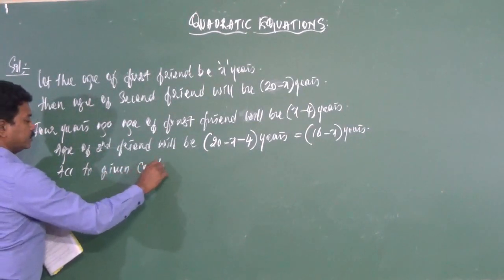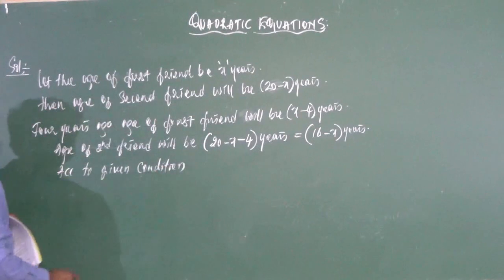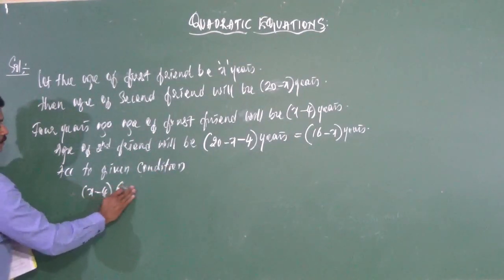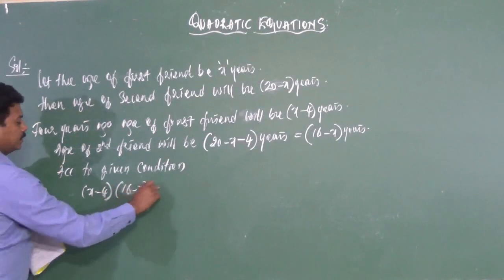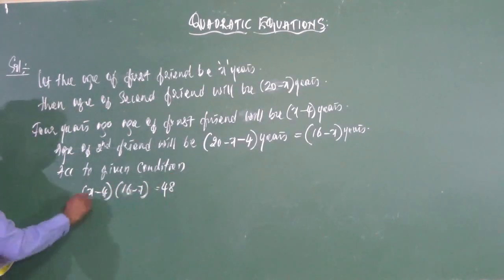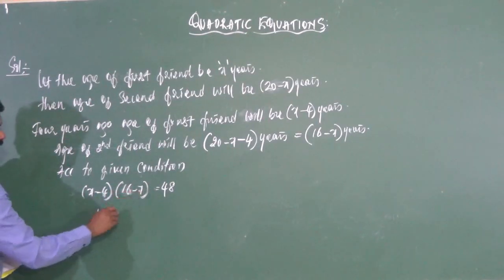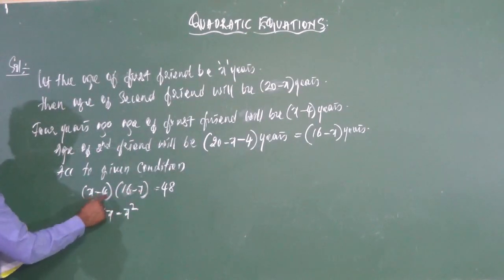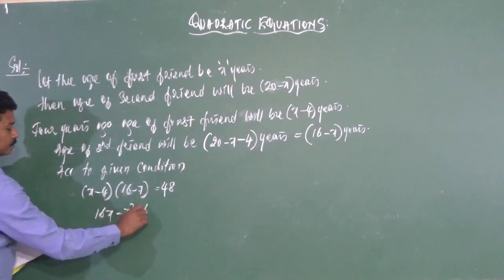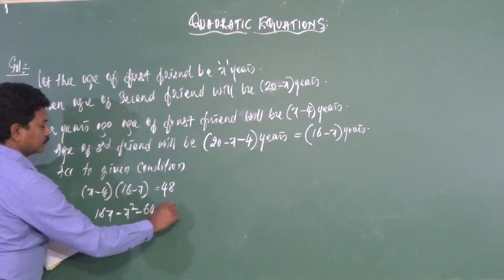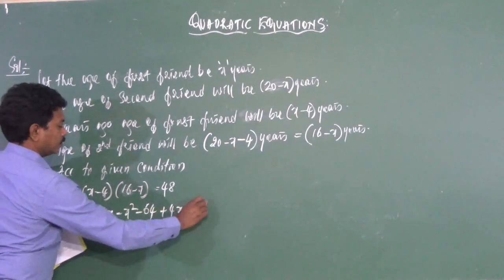According to the given condition, (x − 4)(16 − x) = 48. So x into 16 is 16x, minus x into minus x is minus x square, minus 4 into 16 is minus 64, and minus 4 into minus x is plus 4x, equal to 48.